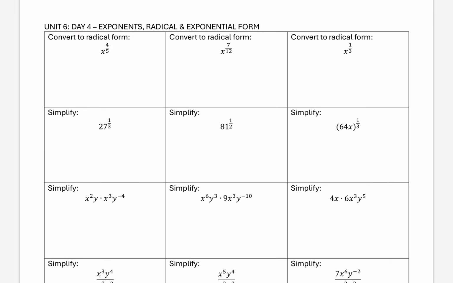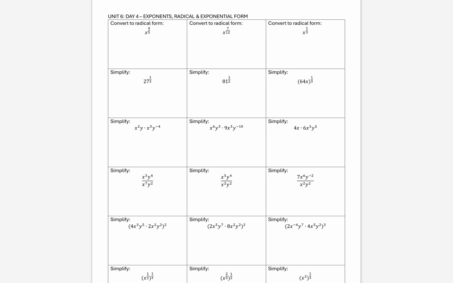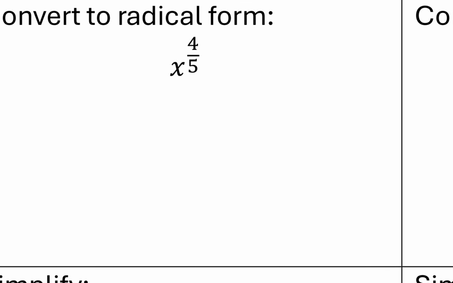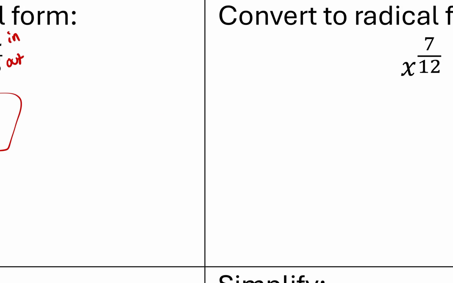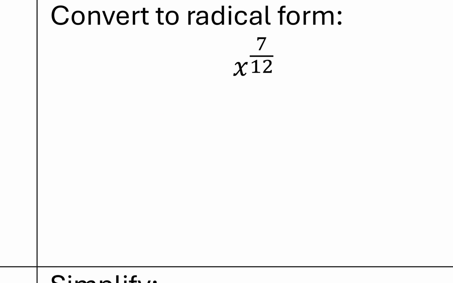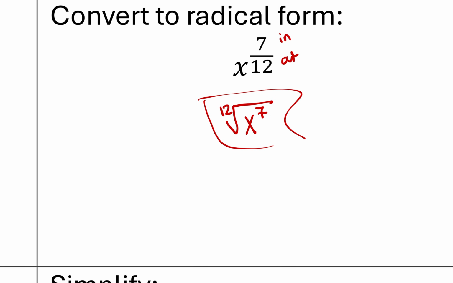Okay, let's move on. All right, so now for the next question type right here, same idea, top in, bottom out. So this will turn into, this is my in, that's my out. So I have the radical of x to the 4th and a 5 outside. So this is the 5th root of x to the 4th. For the next one, I have top in, bottom out. So that's my in, that's my out. So I have the radical of x to the 7th and a 12 there. So this is the 12th root of x to the 7th.